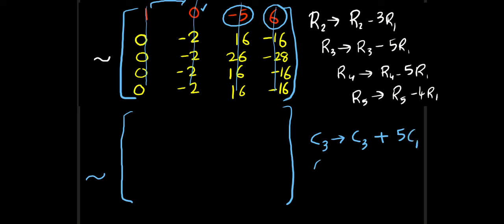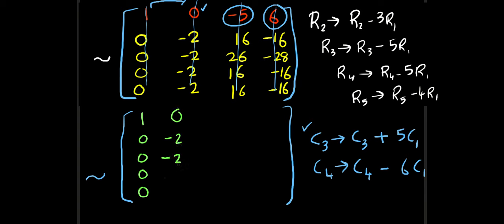And then C4 changes to C4 minus 6C1. And one more very important thing, whenever you perform column operations, make sure you fill the matrix column wise. So let's start. 1 0 0 0 0. There will be no change here. Minus 2 minus 2 minus 2. Okay, now it's going to change, and we get minus 5 plus 5, that will be 0, and I told you there will be no change.